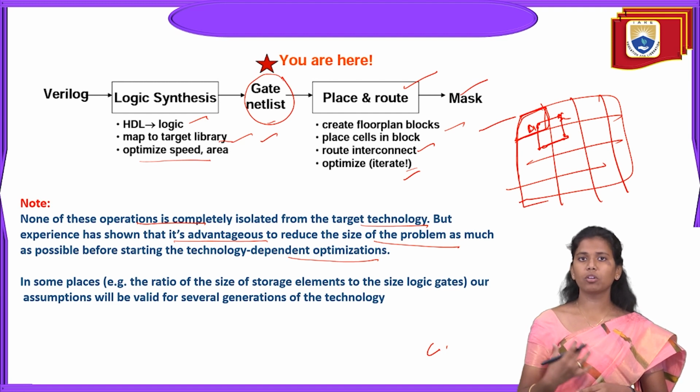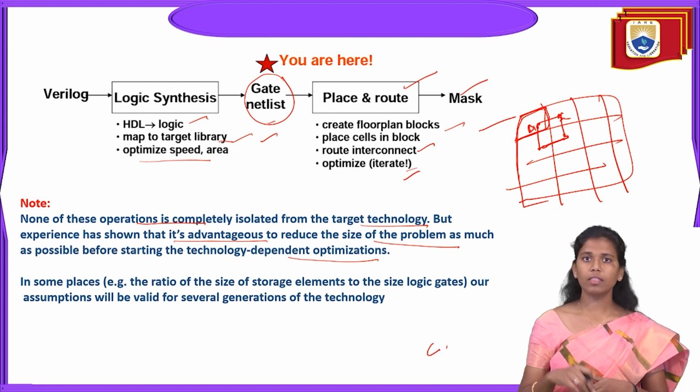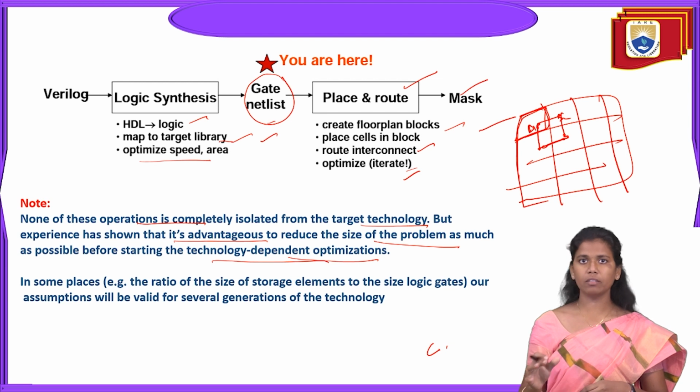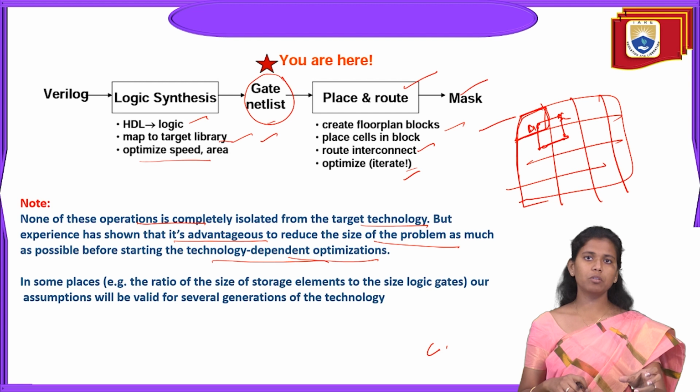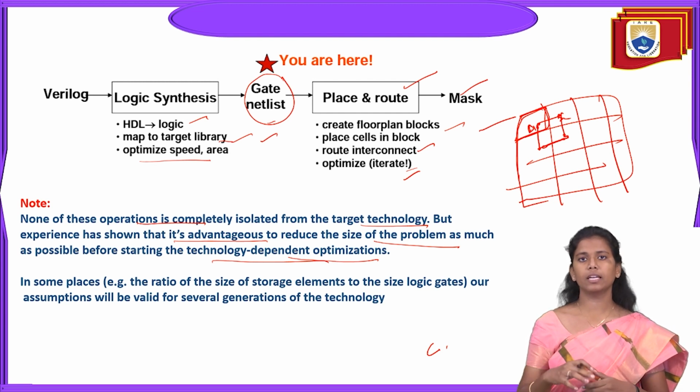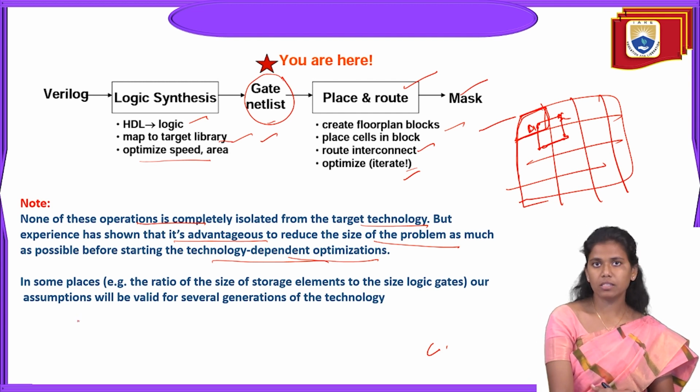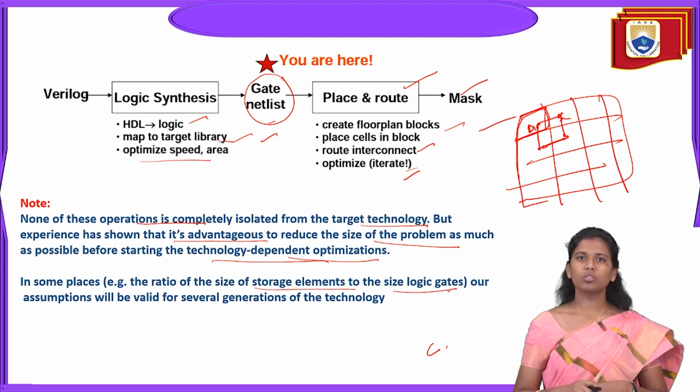By using the technology dependent optimization, if there is any complexity in the building blocks, there is a chance of resizing it. That means the complexity can be reduced. This is one of the advantages, and we can see it only in technology dependent optimization, not in technology independent optimization. This is one of the important notes to remember if you are designing some module. And then in some places, for example, the ratio of the size of storage elements to the size of logic gates. So there is a ratio.